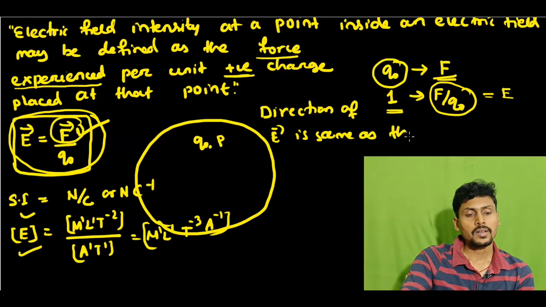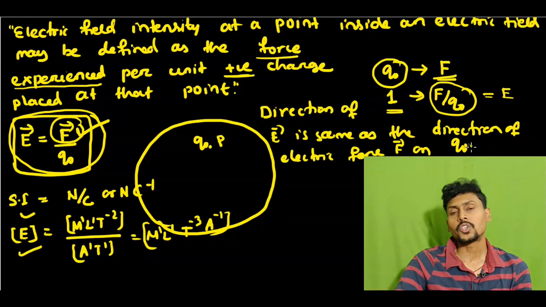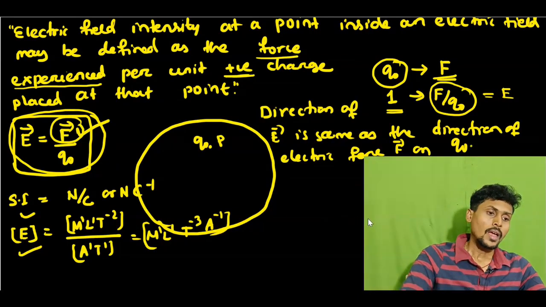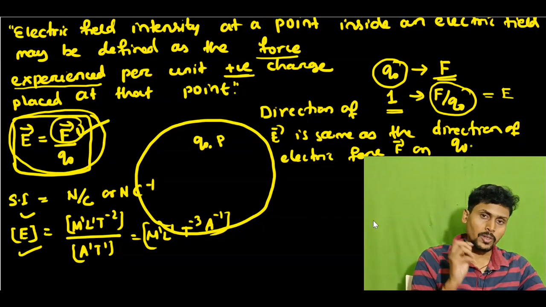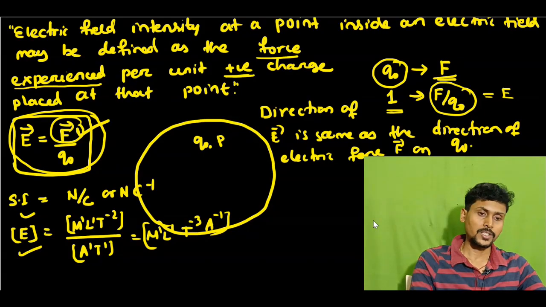is the same as the direction of electric force F vector on the test charge Q naught. Okay. So now we are going to derive a formula to calculate electric field intensity due to a point charge.